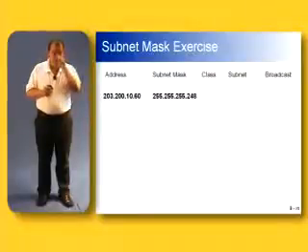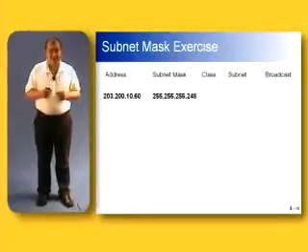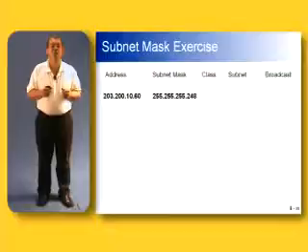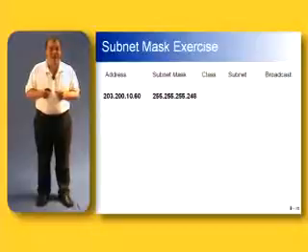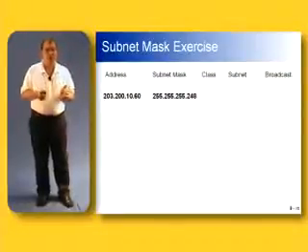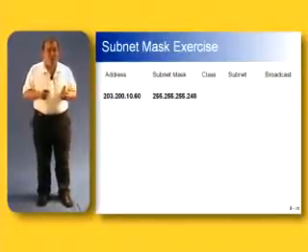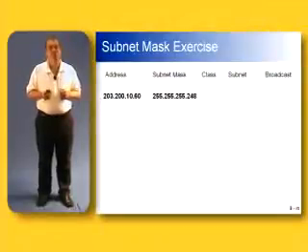So here's a little subnet mask exercise. First question we've got for you is we've got an address which is 203.200.10.60 with a subnet mask of 255.255.255.248. And what we need to know is, first of all, what class address it is, what the subnet portion of the address is, and what the broadcast address is.